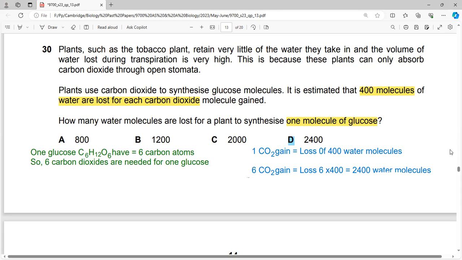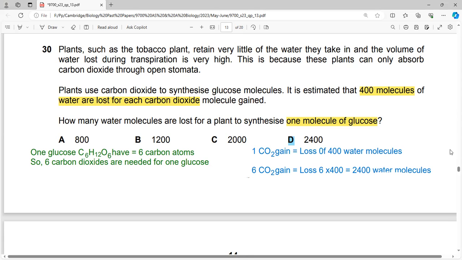So that's why transpiration is considered a process in which you gain the advantage of taking in carbon dioxide, but you have to lose water molecules. This is the drawback, you can say. This is because the plant can only absorb carbon dioxide through open stomata. So the plant can use the carbon dioxide to synthesize glucose, and it's estimated that 400 molecules of water are lost for each carbon dioxide molecule gained.